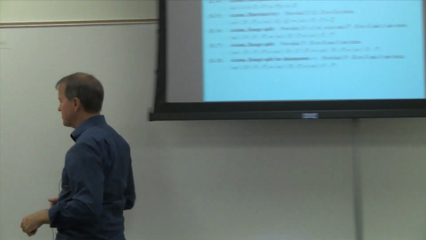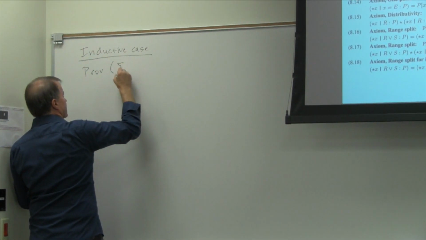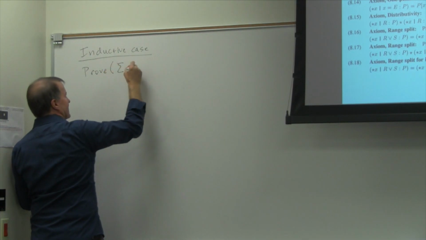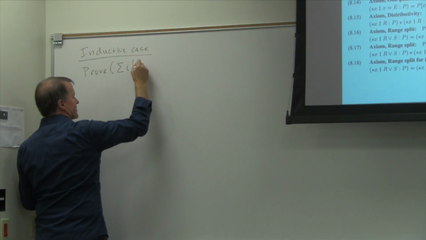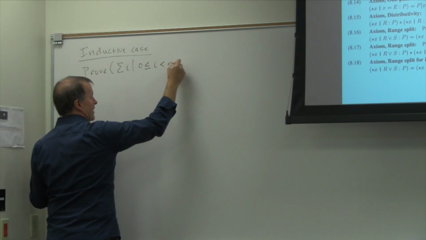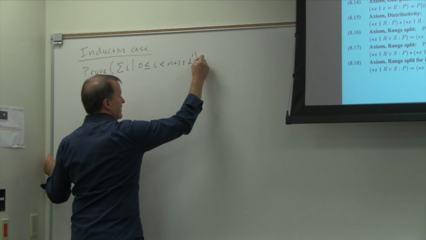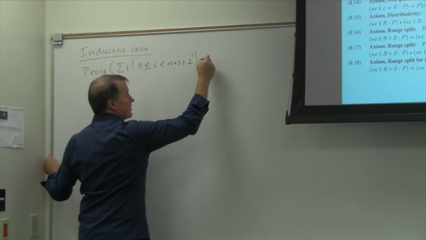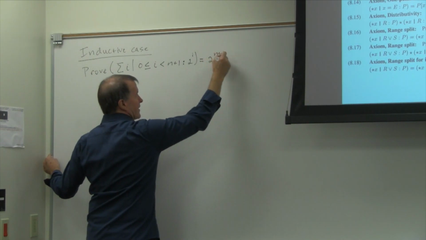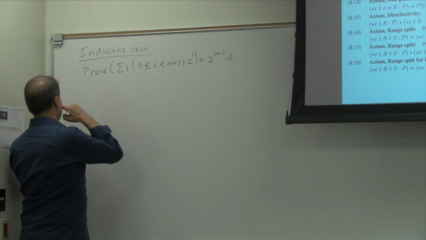So we'll just say prove: sum on i, 0 less than or equal to i less than n plus 1, body 2 to the i, equals what? 2 to the n plus 1, and then minus 1, right? By using the inductive hypothesis. Yeah, assuming.